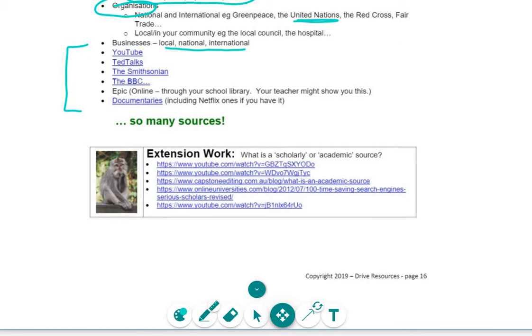Here's some extension things here that I'd prefer your teacher to go through with you, and it looks at what is a scholarly or academic resource or source of information. It's something also that we look at a bit in what's called the CRAP test, and yes, that's the real name, a bit later on in this booklet. But these are more scholarly things that you can have a look at, investigate with your teacher.